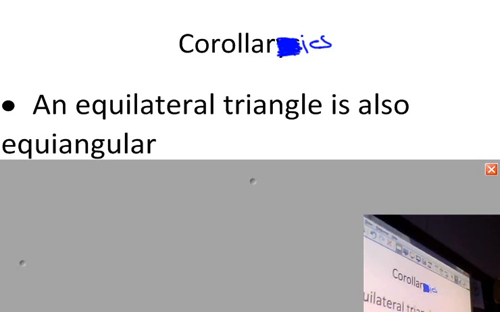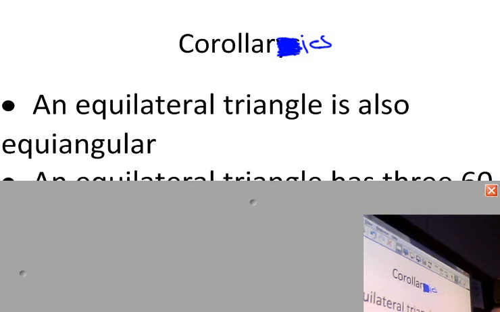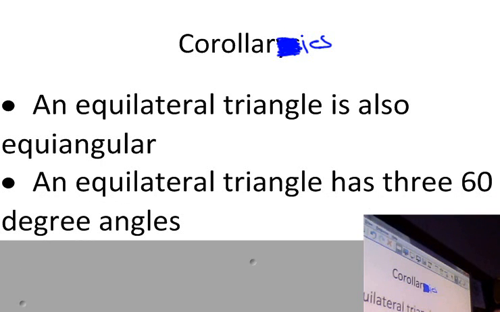All right, corollary number two. An equilateral triangle, and this came up before too, all of the angles are 60 degrees.